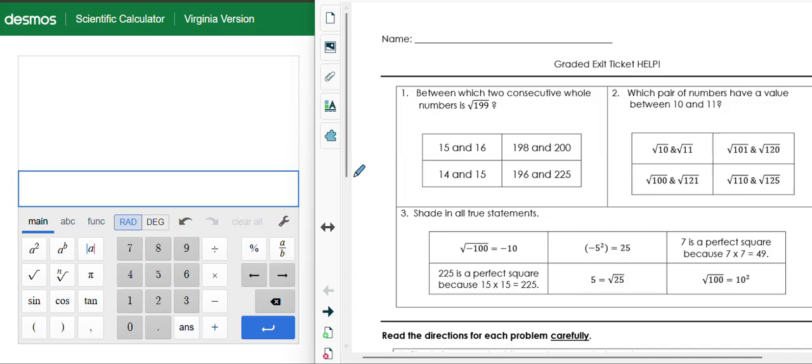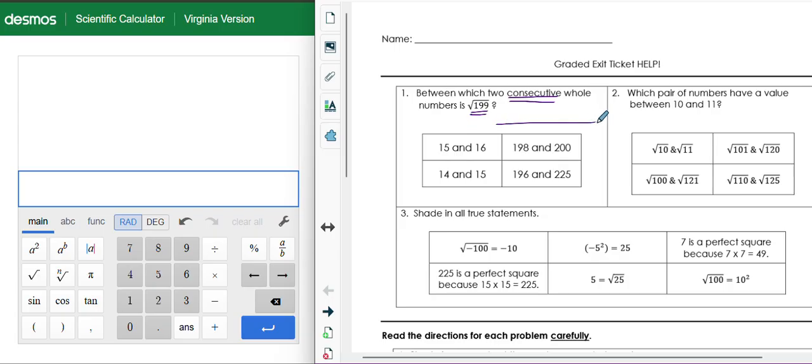So, on question 1, it says, between which two consecutive whole numbers is the square root of 199? The word consecutive here means two numbers right in a row. Consecutive days would be Monday and Tuesday, or Thursday and Friday. Consecutive numbers would be like 101 and 102, just two numbers that are right in a row. So I'm looking for two numbers right in a row that the number would fall in between.